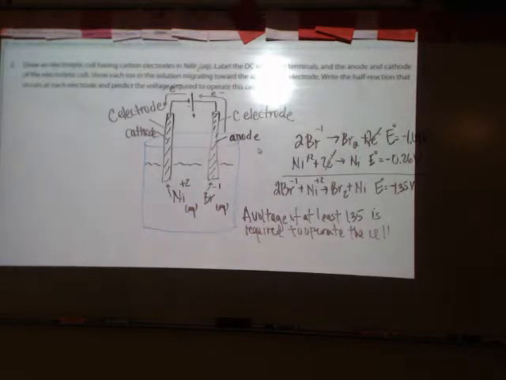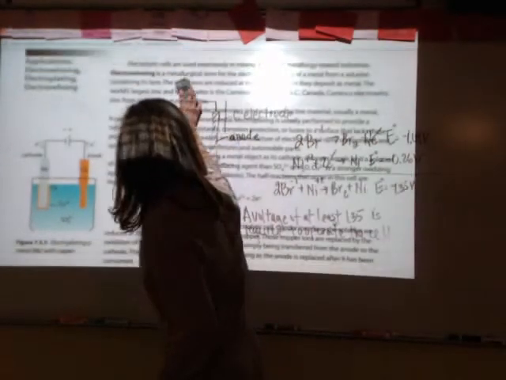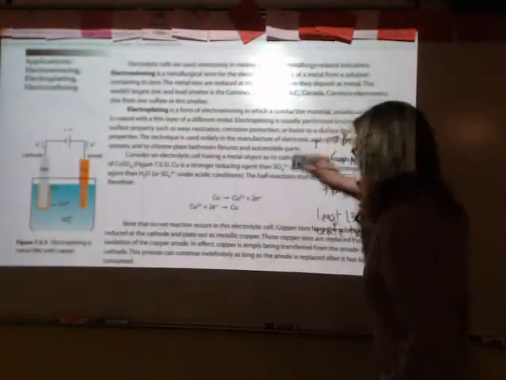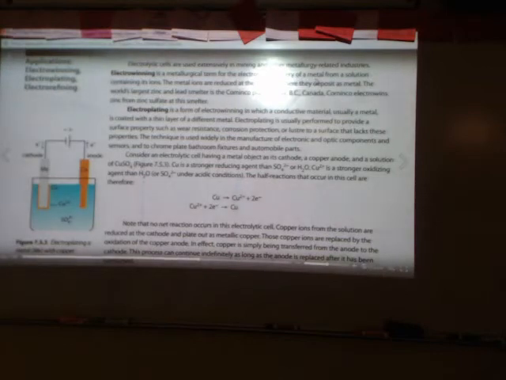Okay, on the next page, we have some applications of electrolytic cells. I'm just going to talk about 3 things: electrowinning, electroplating, and electrorefining, and everything else you're going to be crossing out. So if you turn to here, electrolytic cells are used in mining, and electrowinning is where we recover a metal from a solution that contains its ions.